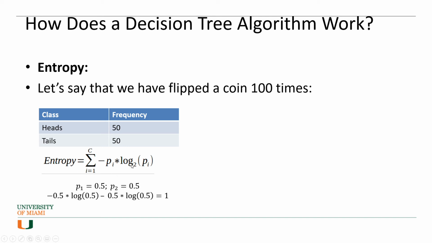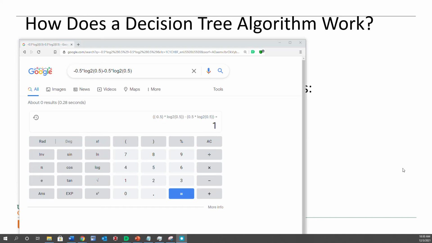Now, if you plug in this formula, which is going to be negative 0.5 multiplied by log of 0.5 minus 0.5 multiplied by log of 0.5, you can get the result of 1. And just so you see, I just plugged it into Google Calculator, and this is what you get.